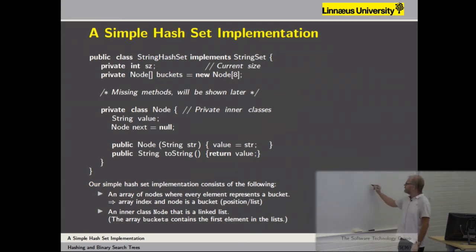A node is just something that carries a value, a string, and it knows about the next element in the list. So these are the major parts. We keep track of our buckets, and a bucket is an array of these nodes.